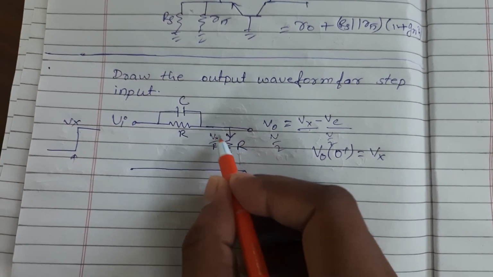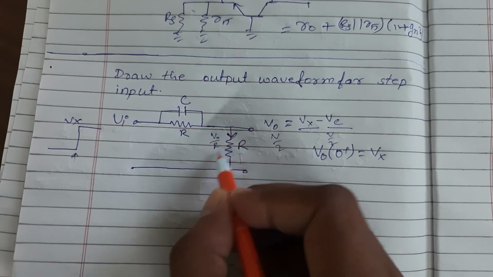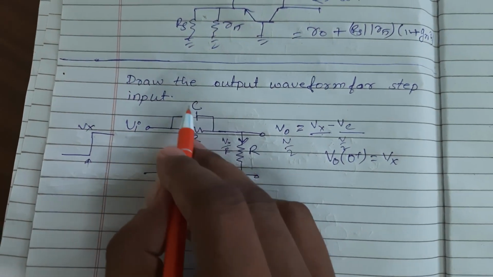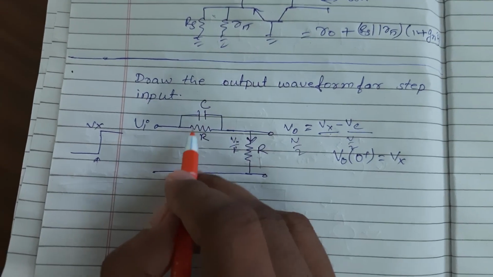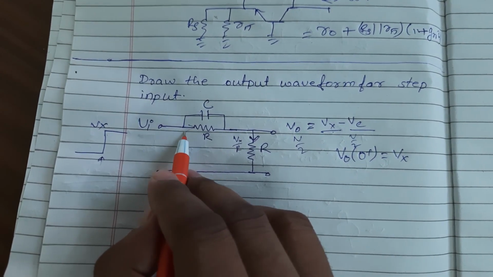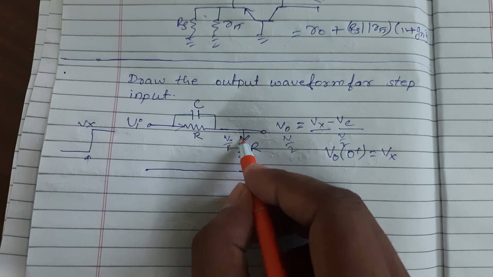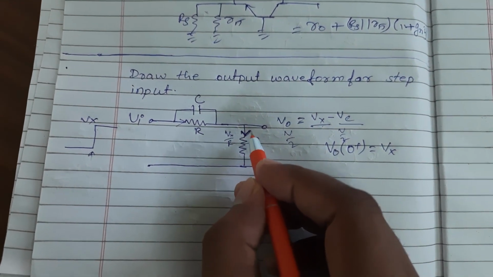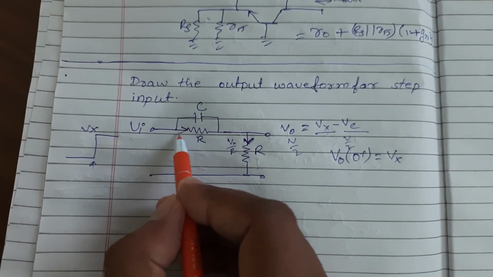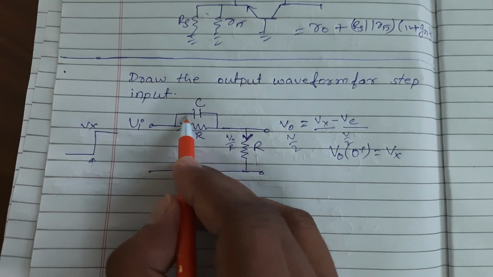At t is equal to 0 plus, the current through this resistor will be Vx by R. So the whole current will be flowing through this capacitor, and the voltage across this capacitor will gradually start increasing, and as the voltage across this capacitor increases, the current through this resistor will start decreasing. At some time no current will flow through this resistor.